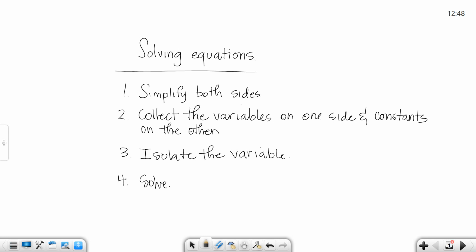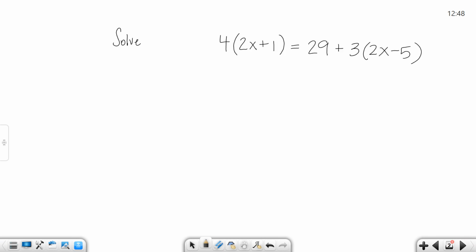Okay, in this section we're solving equations. So here you see your steps for solving equations. Simplify both sides, get the variables on one side, constants on the other. Isolate the variable and solve.